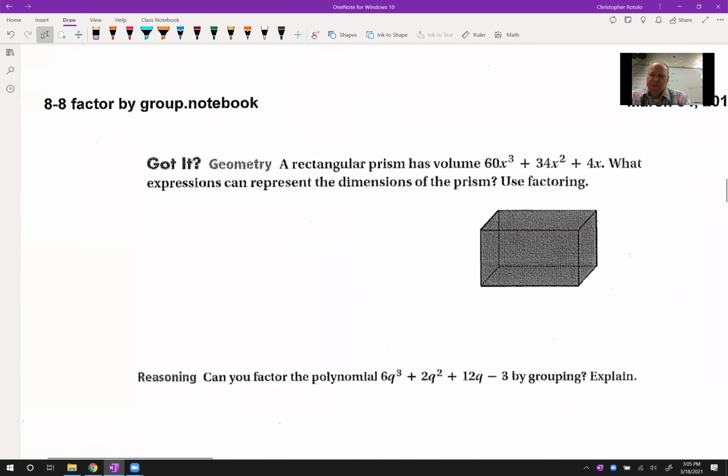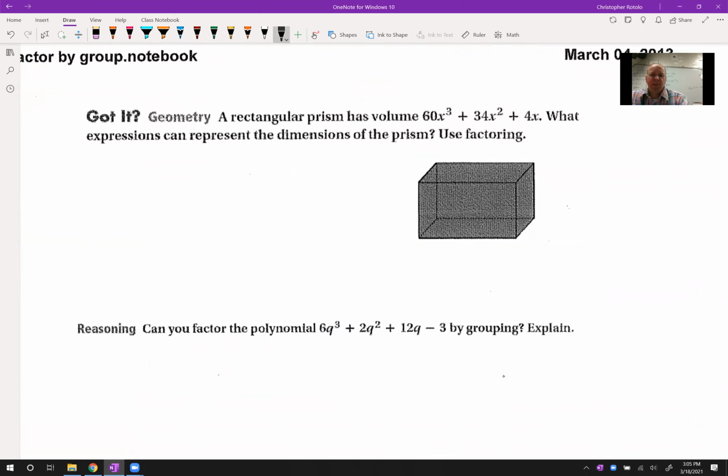All right, so I left this one in here. In a different year, when we go in a different order, we might be able to do this. All we can do with this is a GCF, and then we'll deal with the rest of it later on.